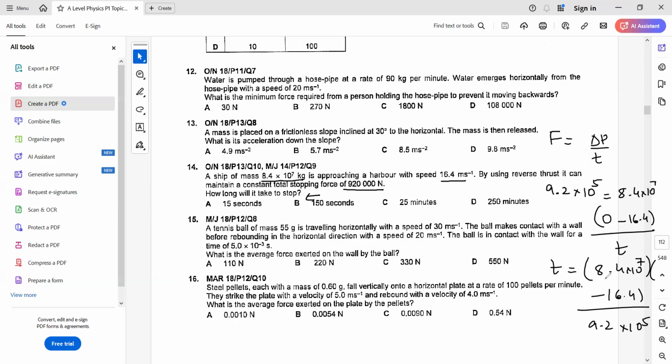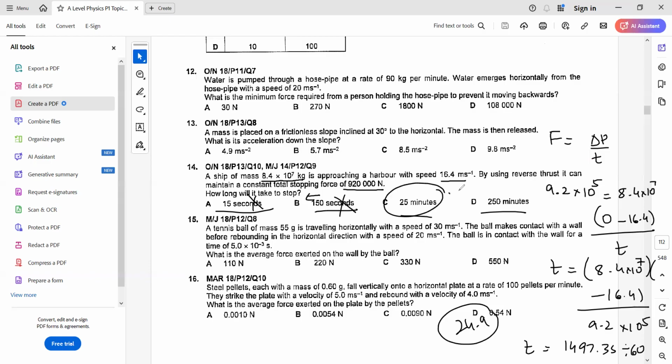We have to also convert it into minutes. So it is 8.4 exponent 7 multiplied by 16.4, dividing it by 9.2 exponent 5 gives me around 1497.3 seconds. If I see the options, in seconds I don't have these options. Let's see minutes. If I convert this time into minutes, once I divide it by 60, I'm getting 24.9. That's 25 minutes, right? And that's nice.